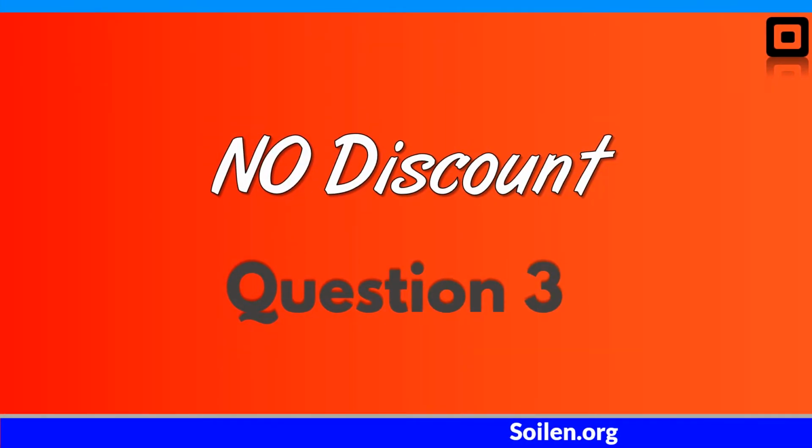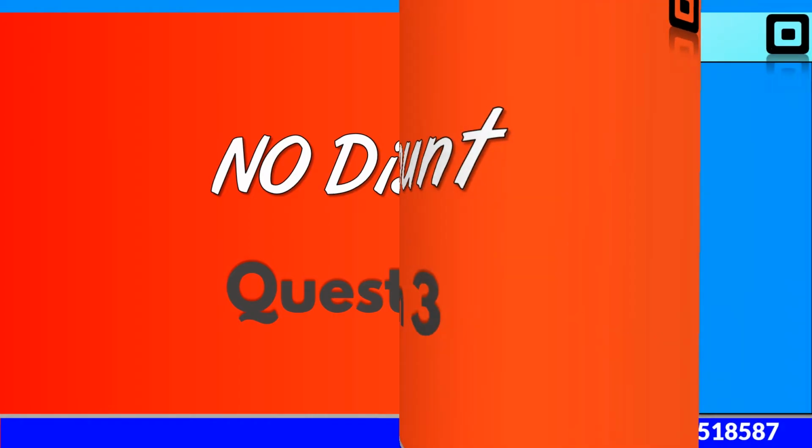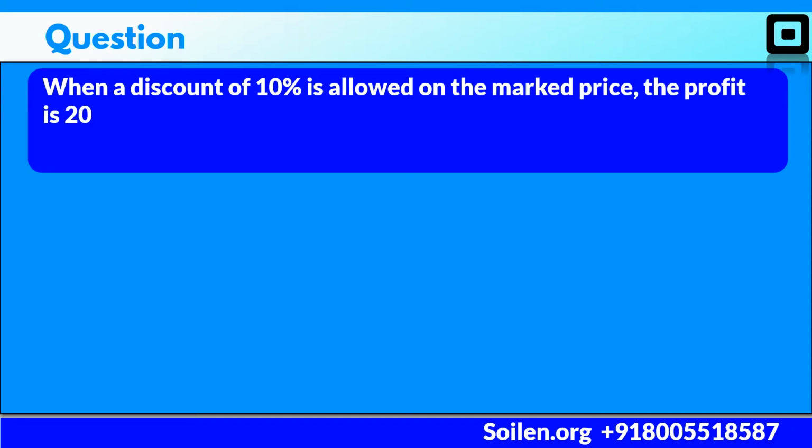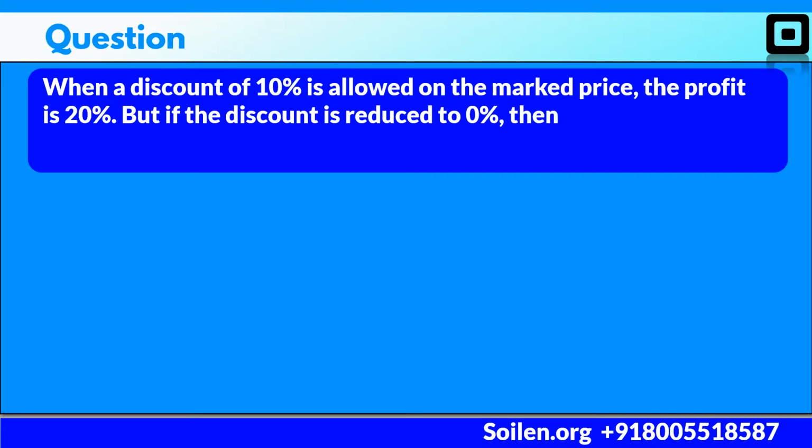Our third question is based on if there is no discount offered on the marked price. The question is given here. When a discount of 10% is allowed on the marked price, the profit is 20%. But if the discount is reduced to 0%, then find the profit percent.